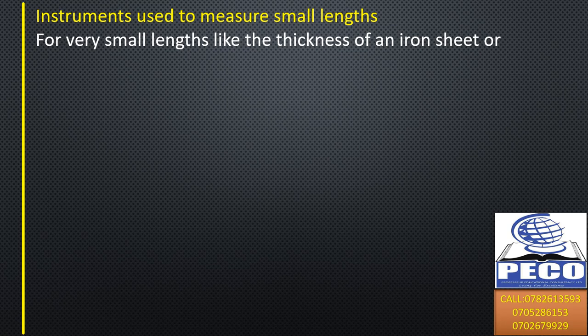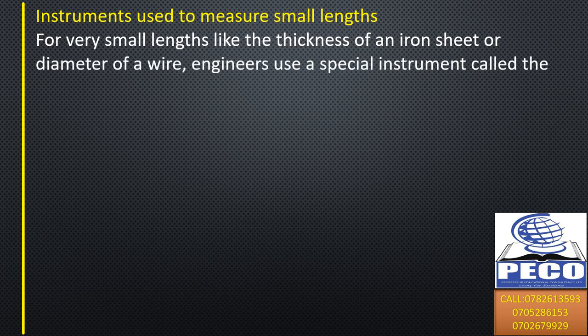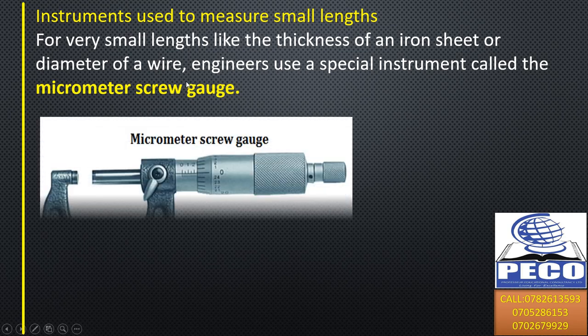Take instruments used to measure very small lengths, like the thickness of an iron sheet or the diameter of a wire. How can you use a meter rule to measure that? Can you use a meter rule to measure the thickness of an iron sheet or the diameter of a wire? Engineers use a special instrument called a micrometer screw gauge, which can measure such small lengths.